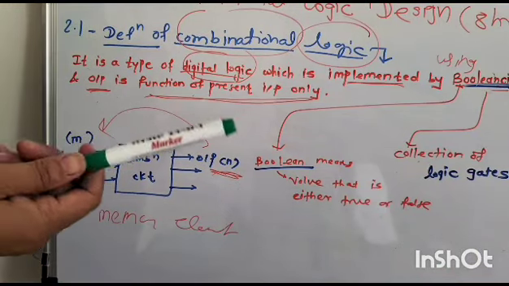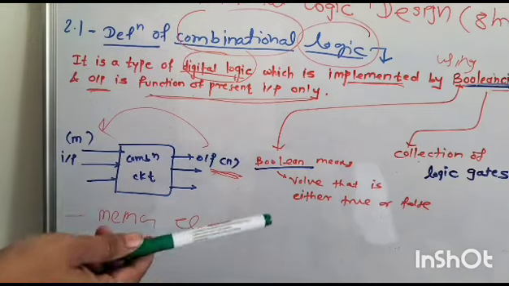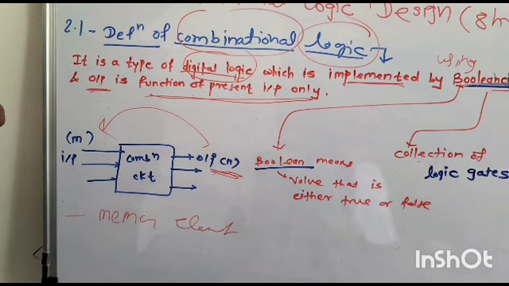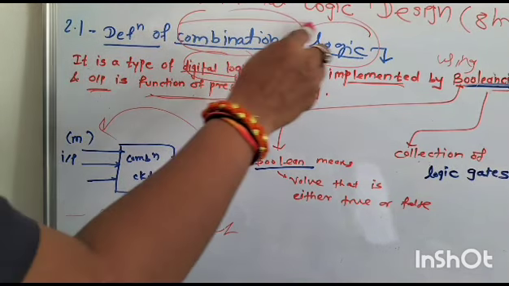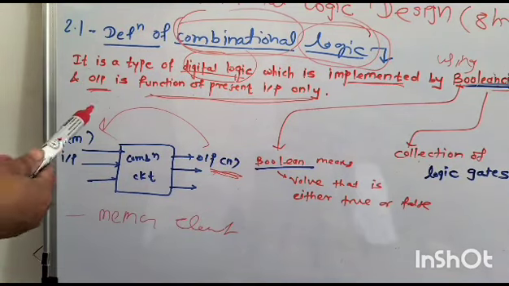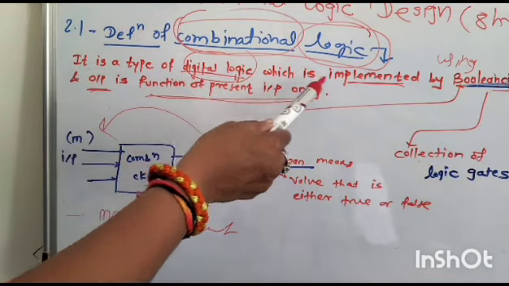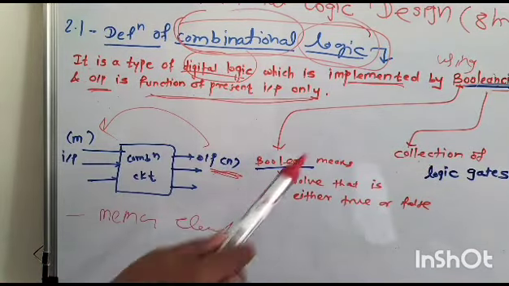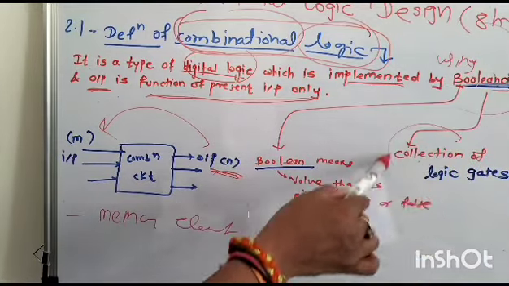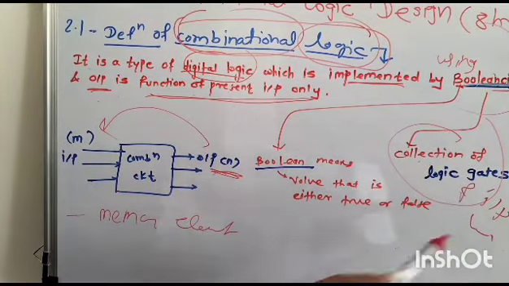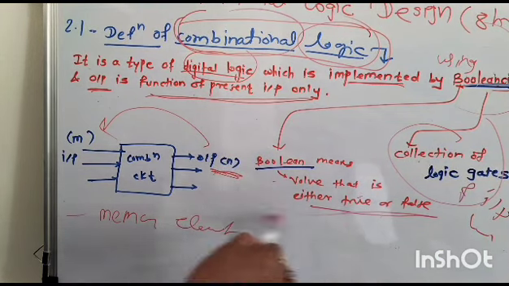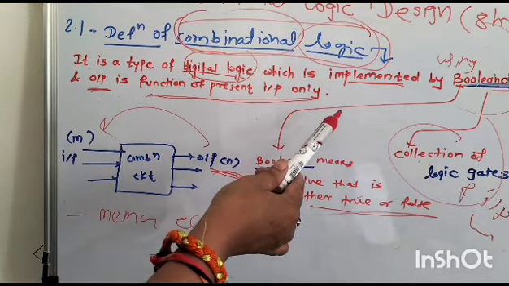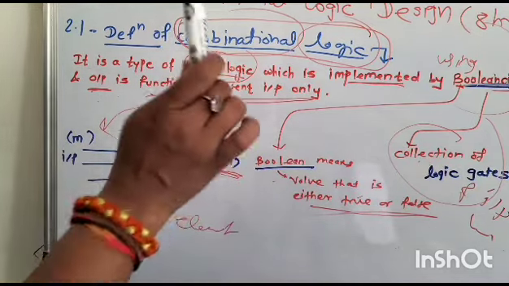We have just seen the difference between the combinational circuit and the sequential circuit, and now we are going to see the exact definition of combinational logic. What exactly is combinational logic? The definition is like this: it is a type of digital logic which is implemented by using Boolean circuits, and the output is a function of present input only. What are Boolean circuits? A Boolean circuit is a collection of logic gates, inputs and wires, and Boolean means the value is either true or false. So basically combinational logic is a type of digital logic implemented by using Boolean circuits, and the output is a function of present input only.